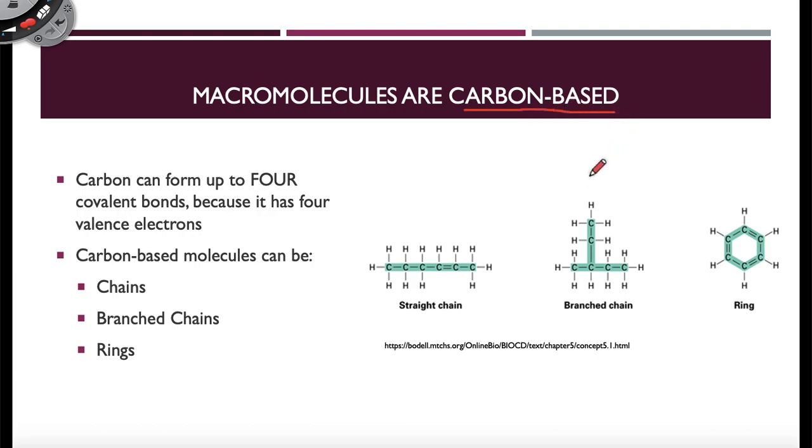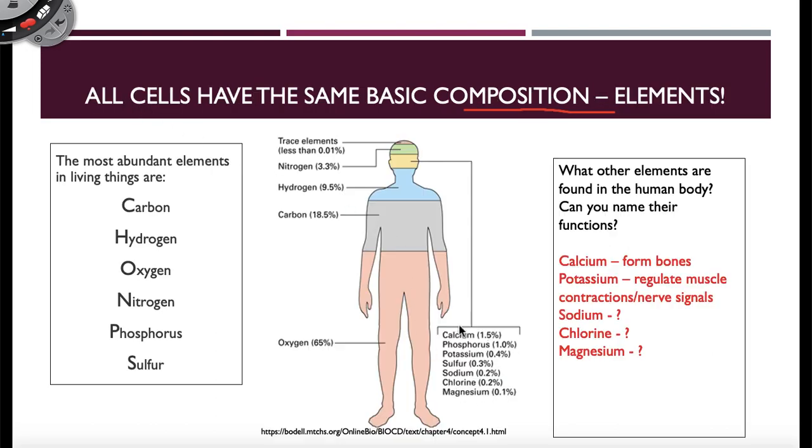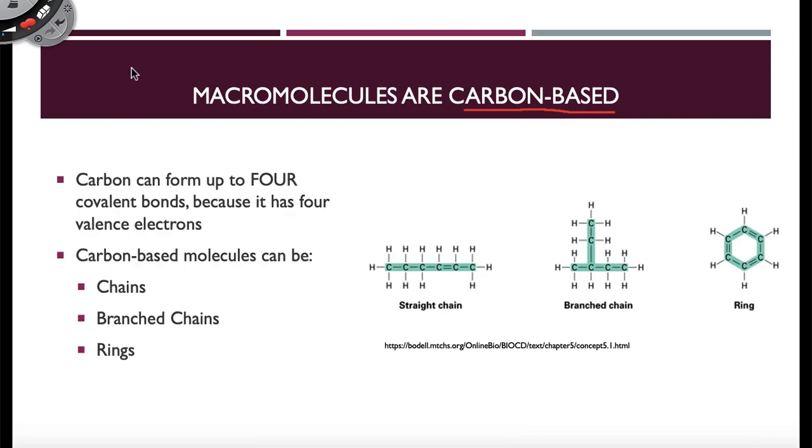Now, we are carbon organisms. And if we look at our previous slide here, we see that 18.5% of our body is carbon. So we definitely need carbon. Carbon is very important in our bodies. We are carbon-based organisms. Now, we need to understand some of the structures and forms of carbon and a little bit about the properties of carbon.